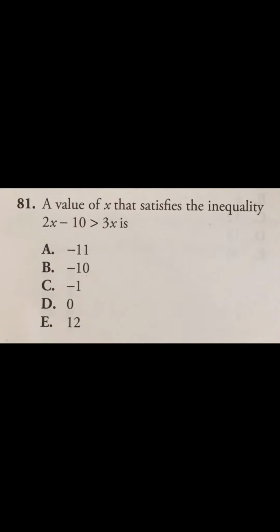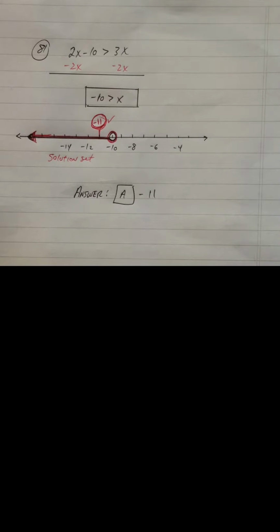Question 81. Since 2x minus 10 is greater than 3x, we can subtract 2x from both sides of the inequality, and we get negative 10 is greater than x. Being careful, I've graphed this ray on the number line. Notice the open circle at negative 10, and the ray going to the left towards the negative numbers, because negative 10 is greater than any x value. Of the choices given, only negative 11 is in the solution set. The correct answer is A, negative 11.